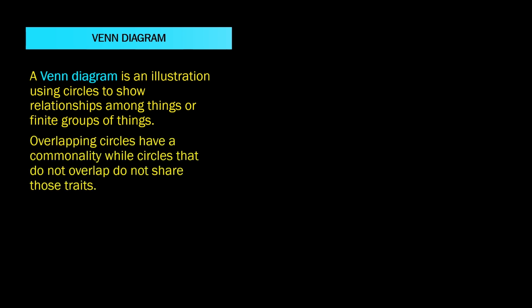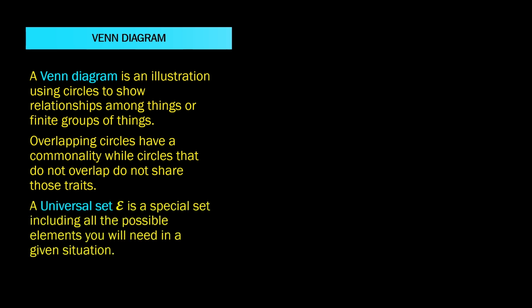A Venn diagram is an illustration using circles to show relationships among things or finite groups of things. Overlapping circles have a commonality, whereas circles that do not overlap do not share those traits. And a universal set E is a special set including all the possible elements you will need in a given situation.